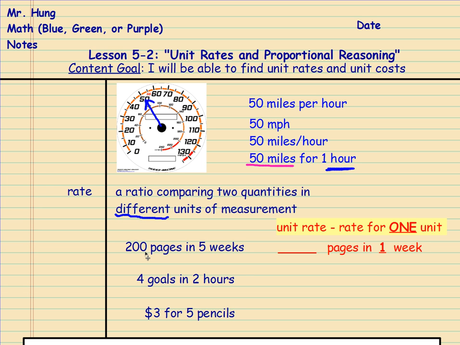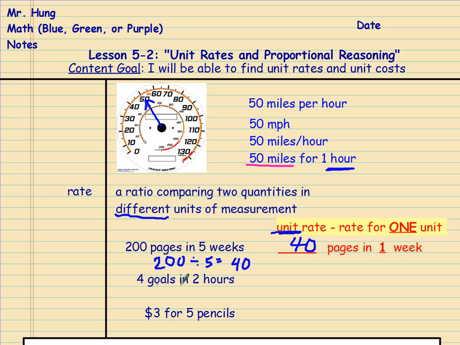Now let's think about this for a second. If you've read 200 pages in 5 weeks, how many pages would you have read in 1 week, assuming you read the same amount in every week? Now this is pretty easy. We have just 200 divided by 5. And let's do the math, we get 40. So 40 pages in 1 week would be the unit rate because it is the rate for 1 unit.